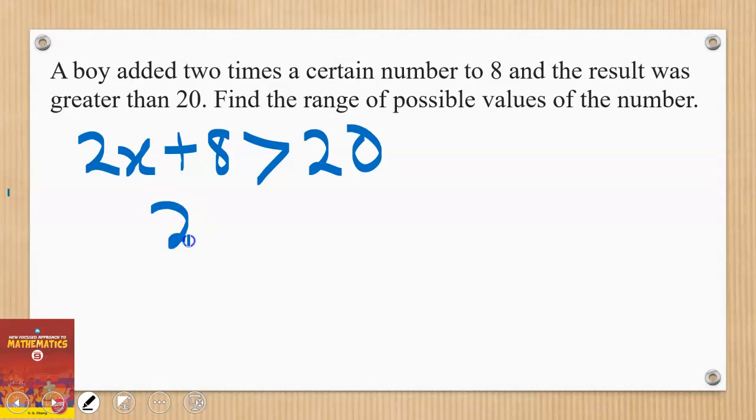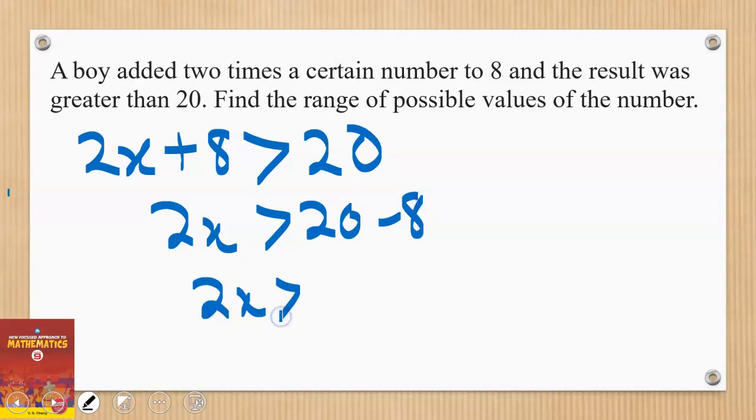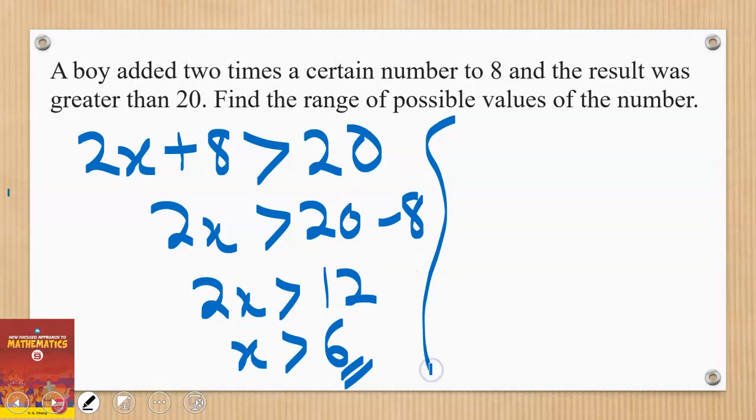And so once again, we have 2x is greater than 20 minus 8. 2x is greater than 12, right? If we divide both sides by 2, we have 6. So we can say x is greater than 6. That means anytime you pick any number that is greater than 6 and you multiply by 2 plus 8, it must always be greater than 20. That is what it means.